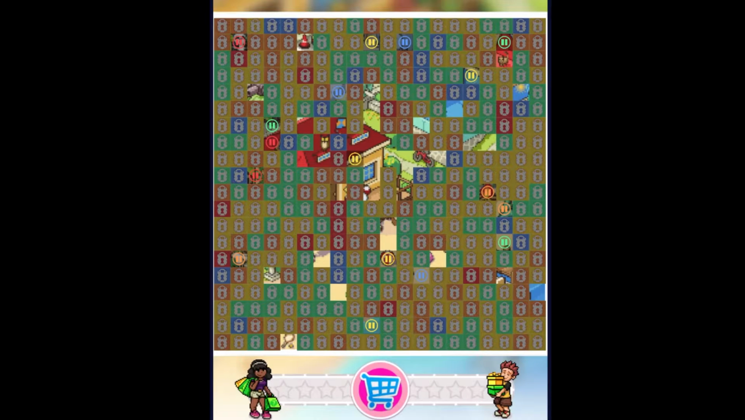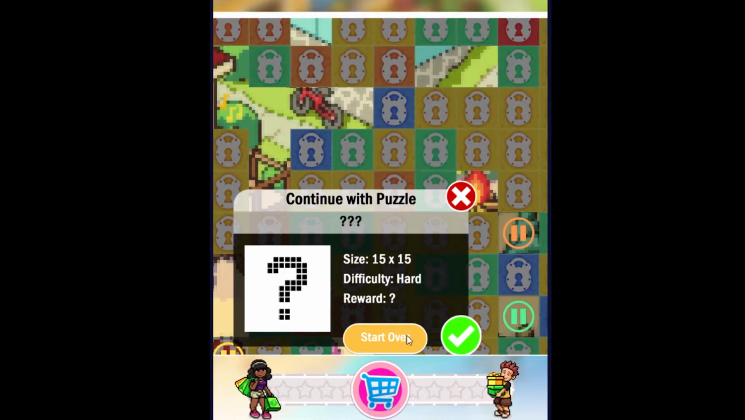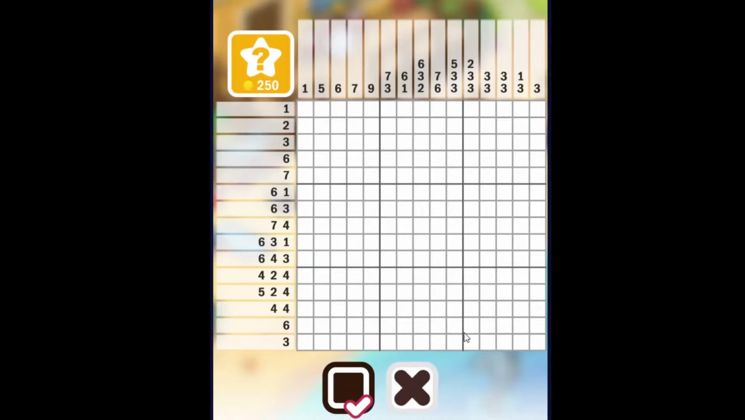Alright, let's start one of the puzzles. We're going to do one of the hard ones. How about this one? There we go, a 15 by 15. Let's see here. Well, I don't see anything that looks like it's going to be a 15, so let's start by centering some things.